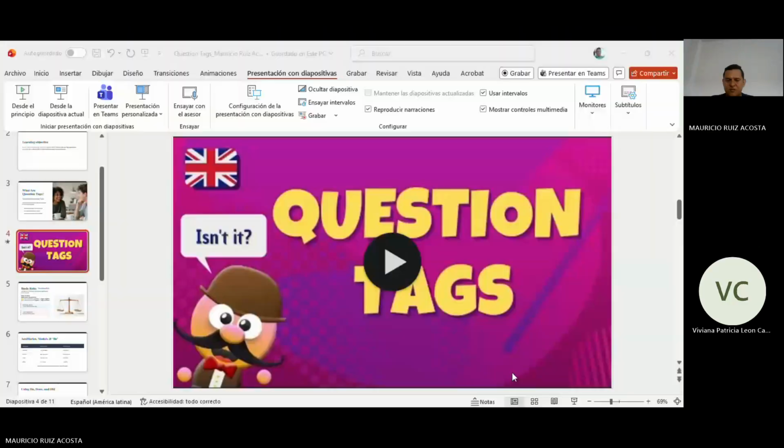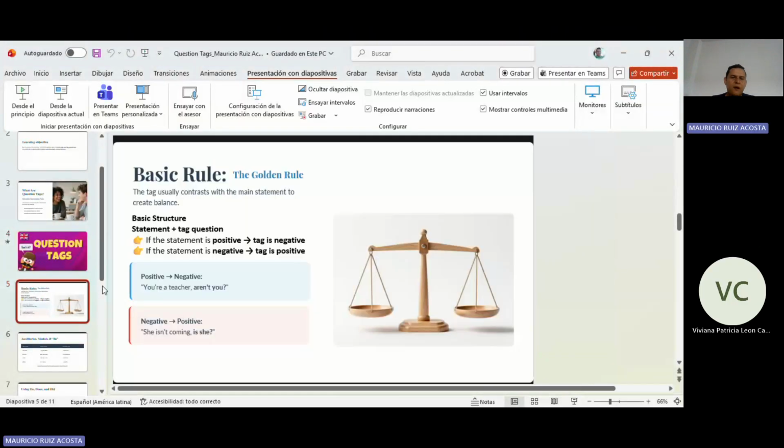Okay, that's the explanation about what a question tag is. It's so easy to understand what a question tag is. Now let's review some basic rules, the golden rules for tag questions.